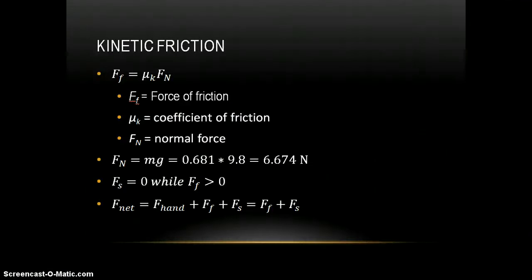For this system and model, your F net is essentially just the friction force, because there's no force of the hand after the box leaves the hand. It just merely has an initial velocity. And your static force of friction, F sub s, is 0 while the box is in motion, but that force is what keeps the box at rest once it decelerates to 0 meters per second.